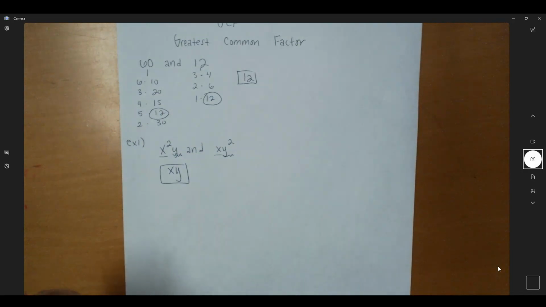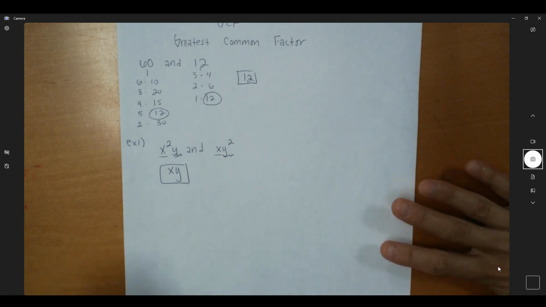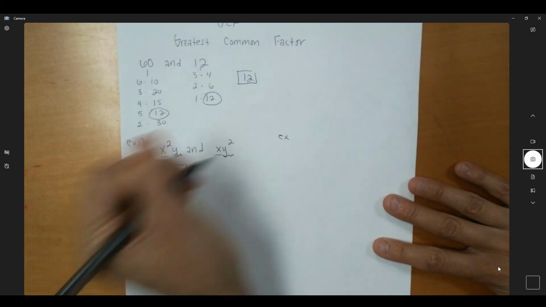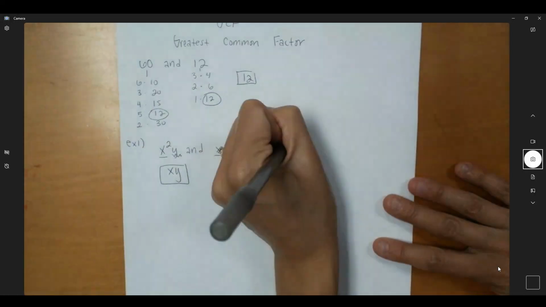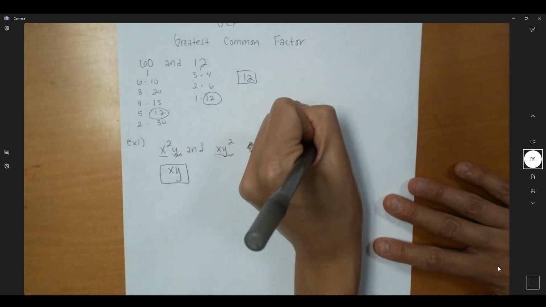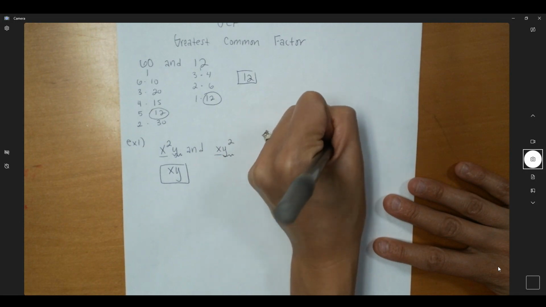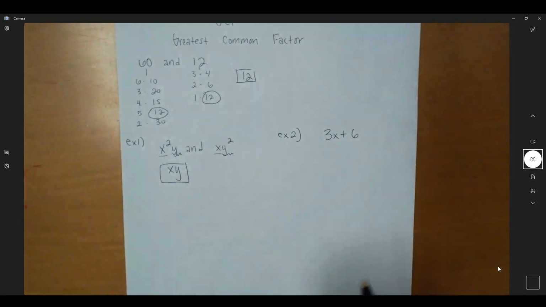Okay, so now we're actually going to factor. That was just kind of finding the greatest common factor. So we have 3x plus 6. We want to simplify this, or factor. The only thing we're going to be able to do here is take out a GCF.